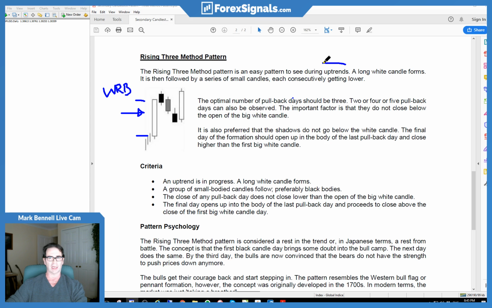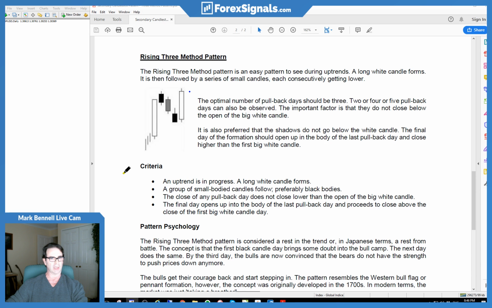Now notice we've got here during uptrends. We'll go into this a little later. So a long white candle forms, and is then followed by a series of small candles, each consecutive one getting lower. The optimal number of pullback days is 3. We saw that before. The important factor, though, is that they do not close below the open of the big white candle. So you can see this one here can't close below this point here. So we've got a push and basically just a retracement into the dominant candle.